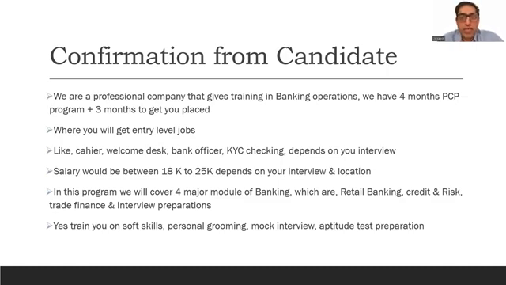So there are chances she might ask, why 18 to 25? Why is there such a big gap? So you can tell that in major cities, you get 25,000, 23,000 salary. But if you go to small towns, because banks are there in small towns also, in small towns they give 18,000, 19,000 salary. That's why there is a range in your salary.